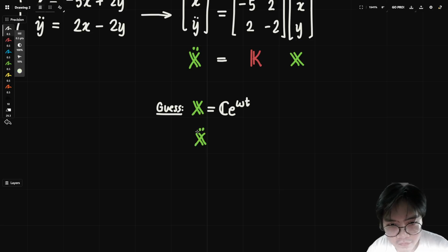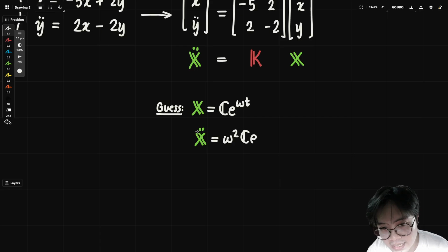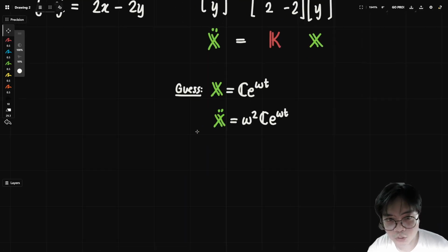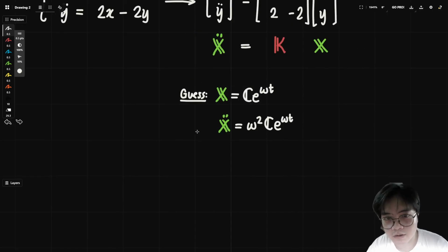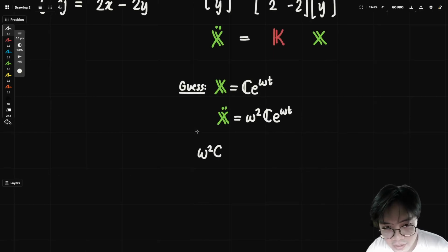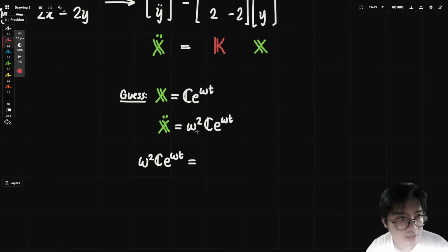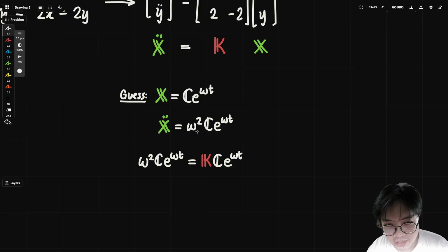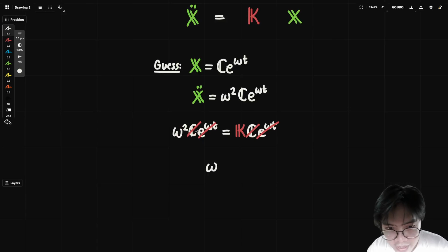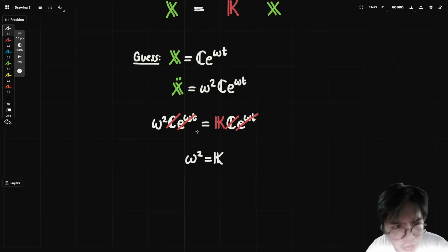If you're going to derive this twice, you will have to bring down the omega twice. You'll get omega squared C e to the omega t. And so if we put everything together in here, what you will see is omega squared C e to the omega t is equal to K C e to the omega t. And so again, we can cancel, and now an extra bit in here. What you will need to do is square root.